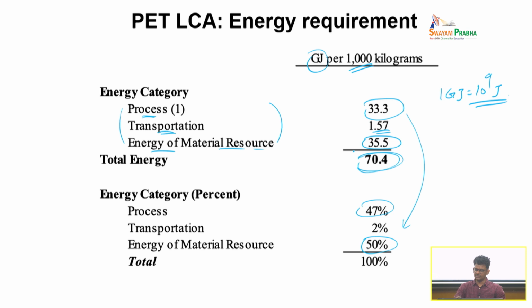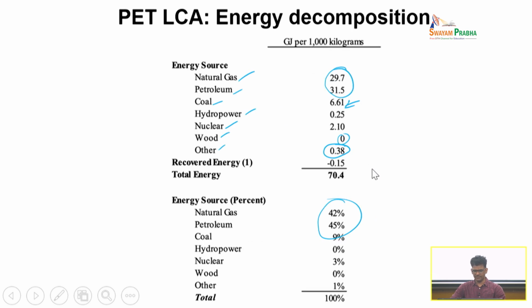If I go back to this table, I mentioned that for 1000 kg you have 70.4 gigajoules. For 1 kg this will be 0.074704.